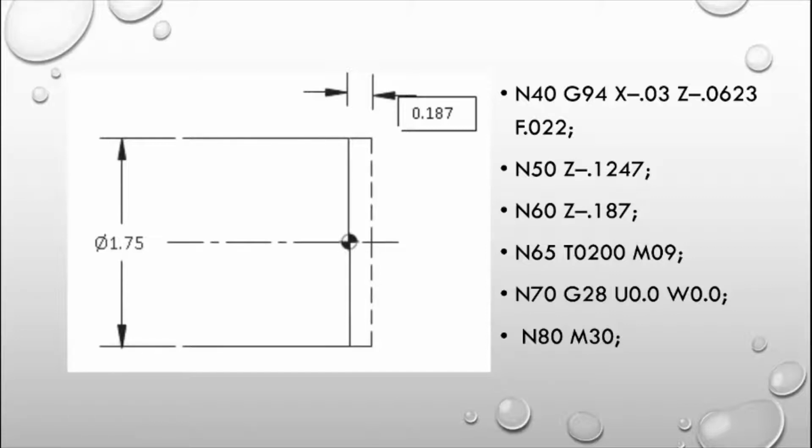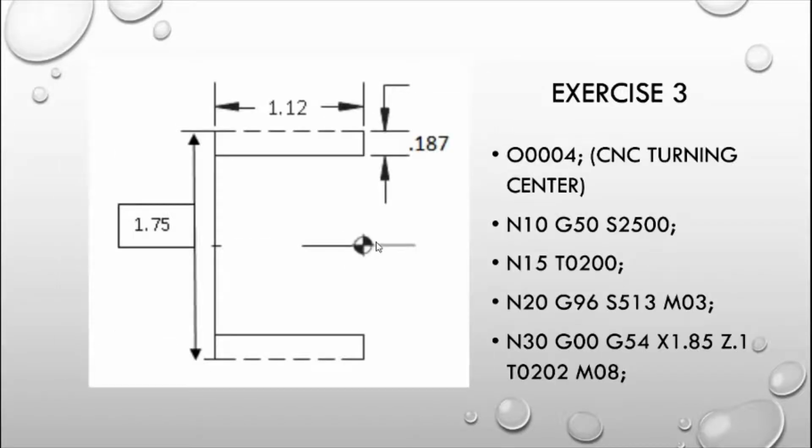N60 is the sequence number. The position of Z is minus 0.187. The G94 shows the cutting cycle and feed per minute. Cutting cycle, in the cutting cycle our origin position is the arrow line.